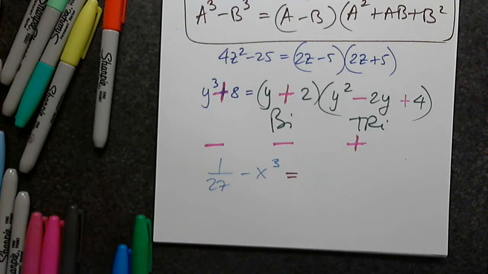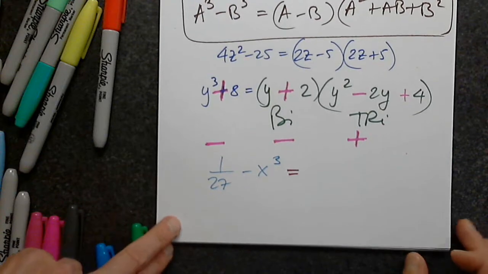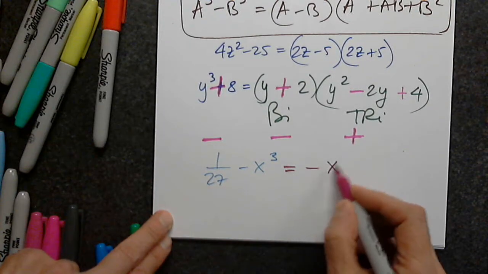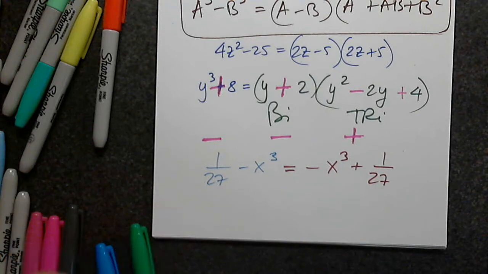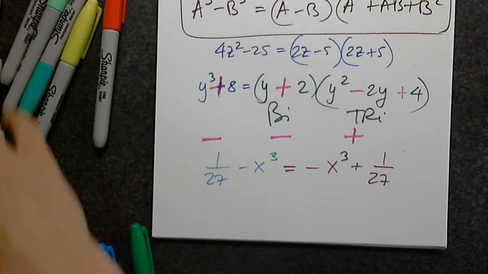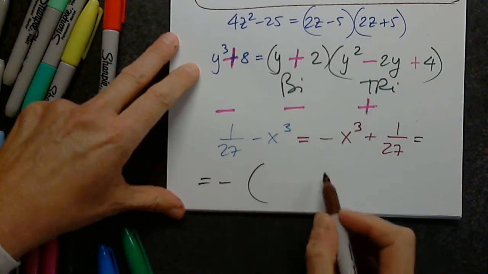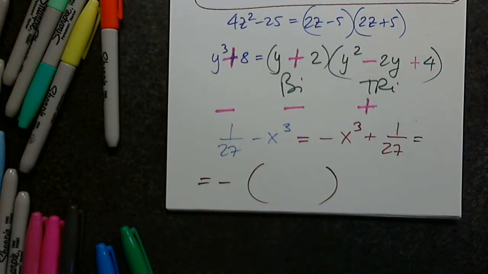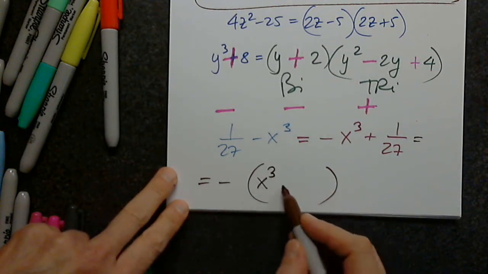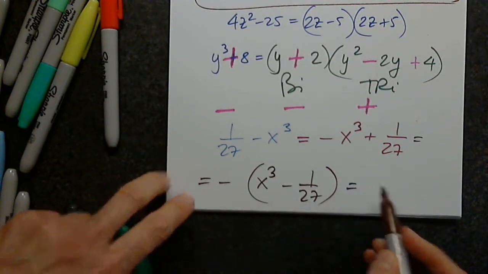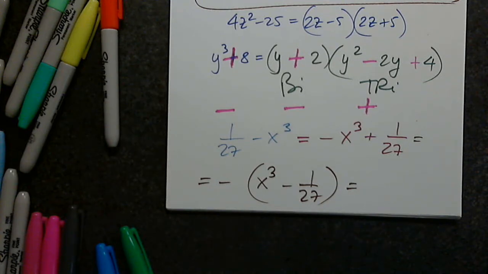So what type of polynomial is it? Perfect. Is it in descending order? No. So I have to rearrange it. Does it have a greatest common factor? No. Does it have a negative leading coefficient? Yes. I have to pull it out. What is left in parentheses when I pull out -1? X cubed minus 1 over 27. Very good. So now I'm finally at the stage of special products. Is there a special product that I could use here?